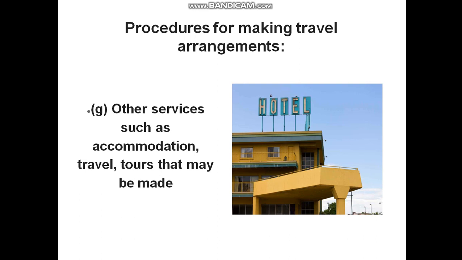That's basically the procedures for making travel arrangement. You can listen to the video once again for as much time as you need, but you need to memorize or be familiar with the basics of making travel arrangements.